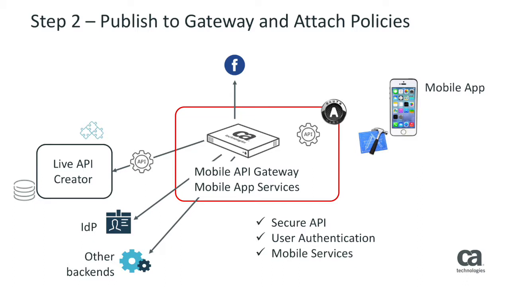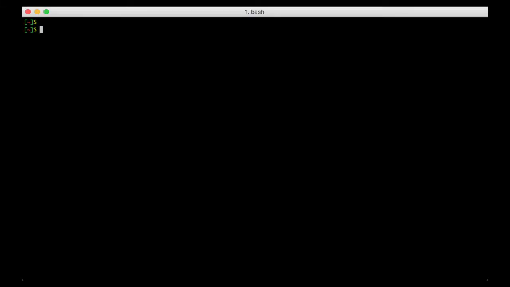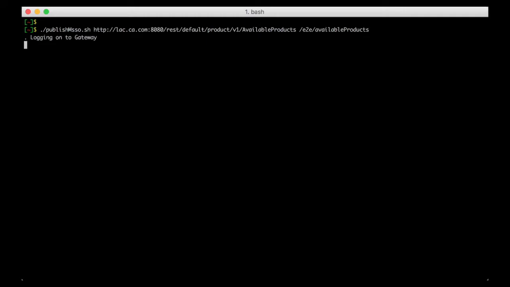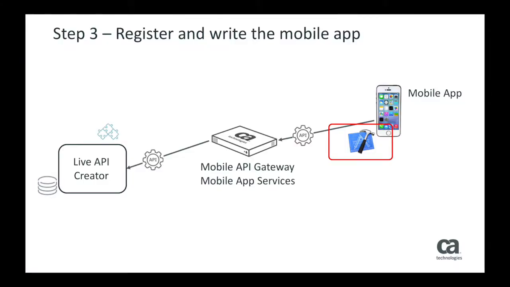In the second step, we publish the newly created API to the gateway responsible for securing the API traffic and authenticating users. This gateway implements the OAuth protocol, allowing users to authenticate to an internal identity provider or social login provider like Facebook. The policy templates are ready on the gateway. All I need to do here is tell the gateway to add this API at the wanted address. We do this using a simple script and we're done. We are now ready to start developing our mobile application.